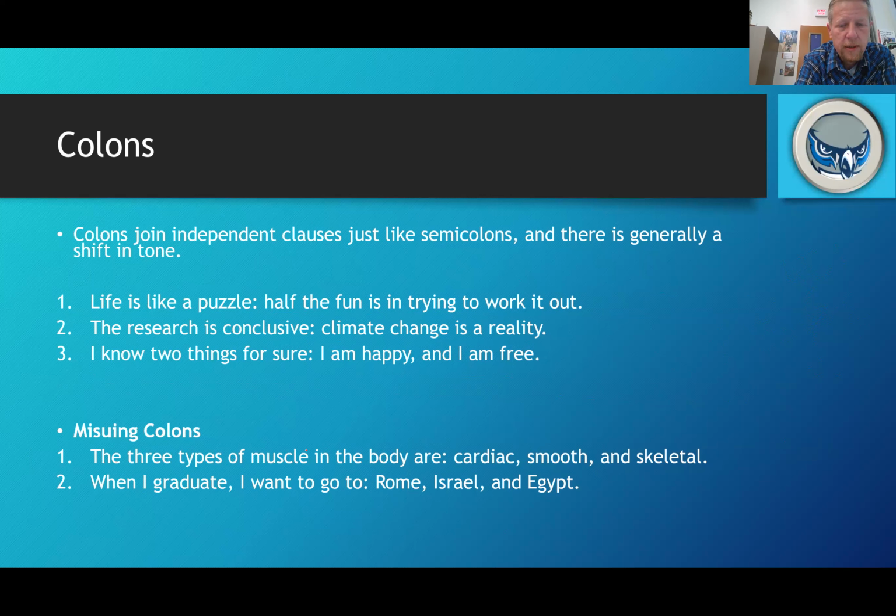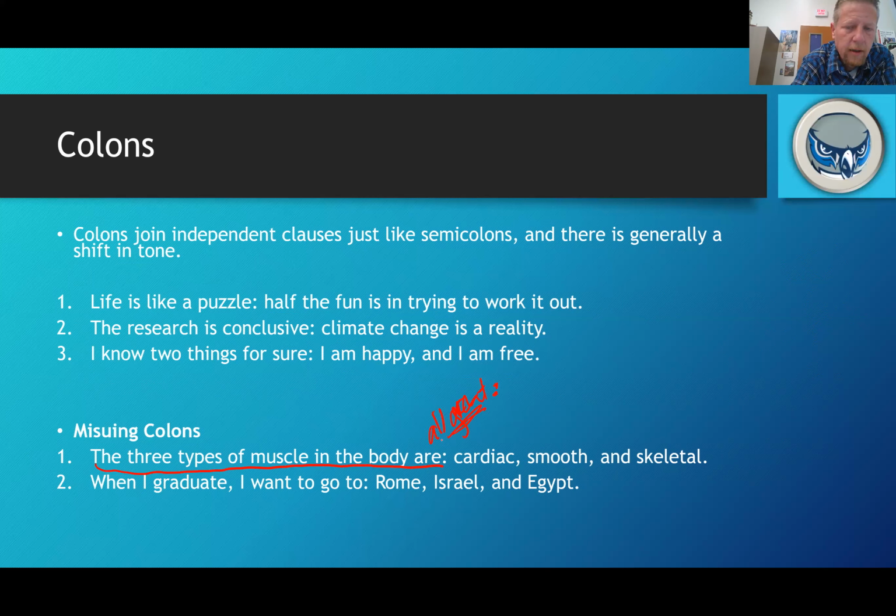The three types of muscle in the body are, and then, yeah, you're presenting a list, but the problem is that you are just, let me show you. Let's say you said the three types in the muscle in the body are all great. Well, then you might need a comma, because all great sort of makes that a complete sentence. But notice, this is not a complete sentence.